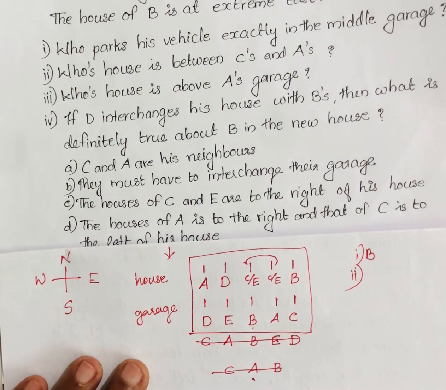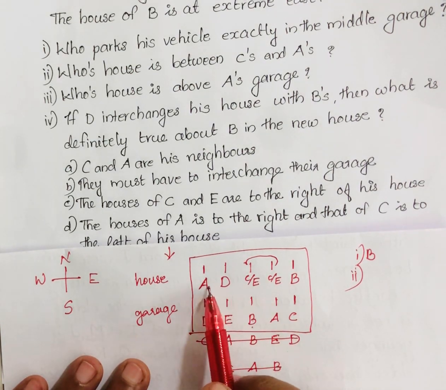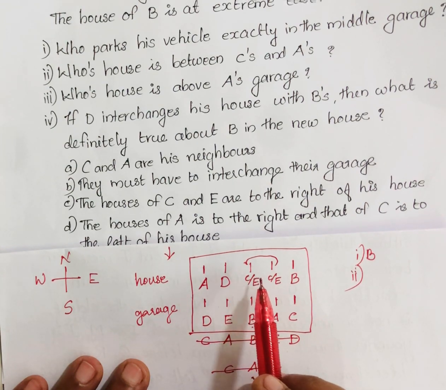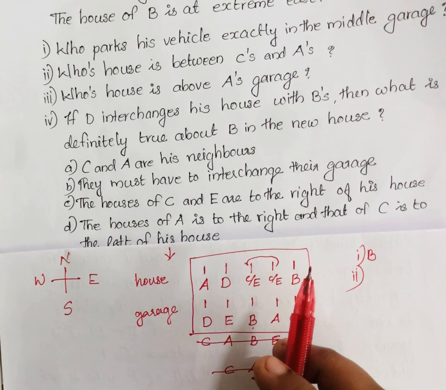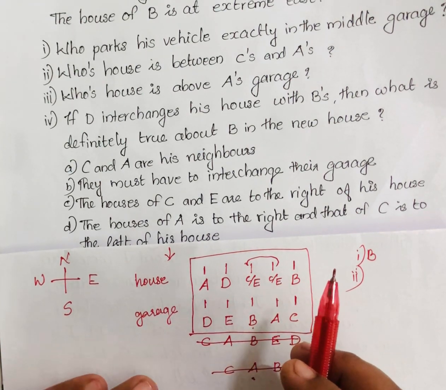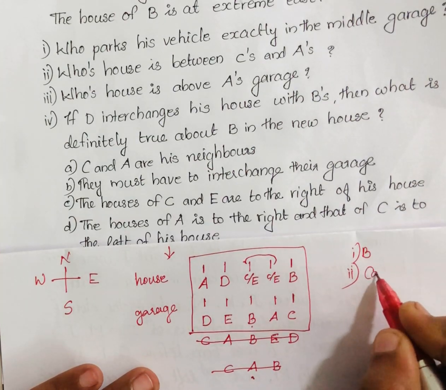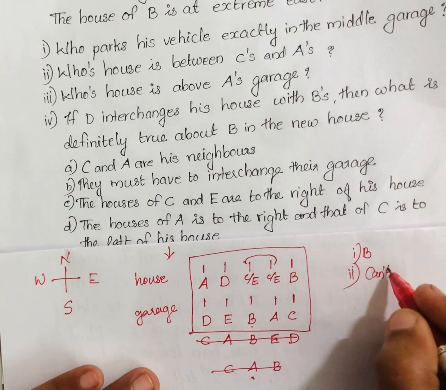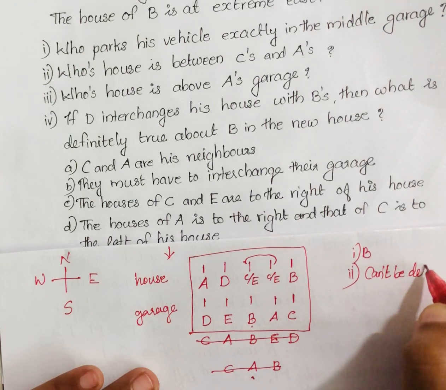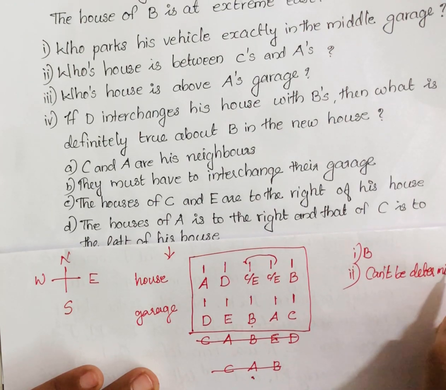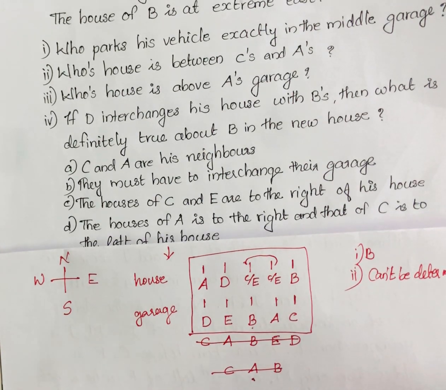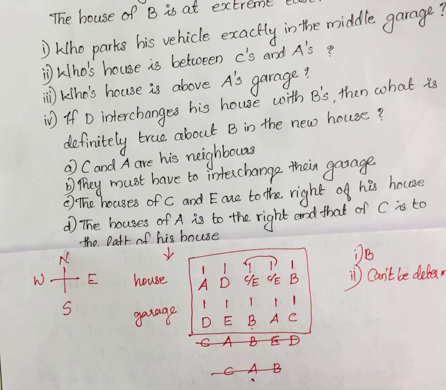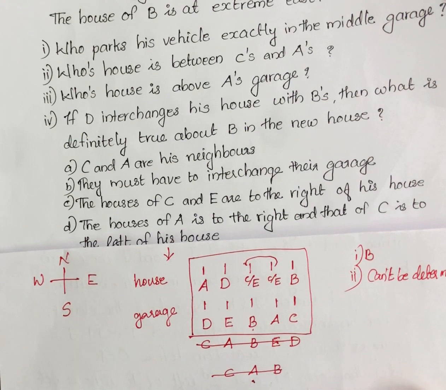Second question, whose house is between C and A? C's place is not sure. That may be this one or this one. So we cannot say exactly whose house is between C and A. So the answer becomes cannot be determined.